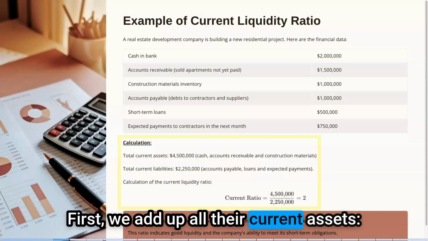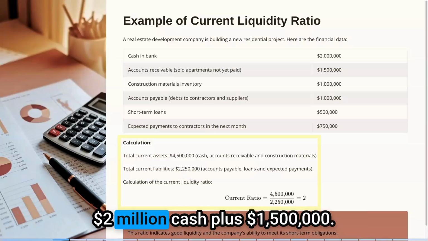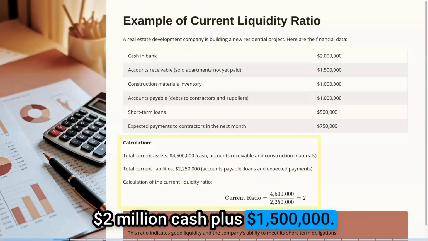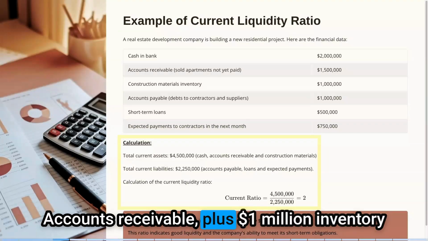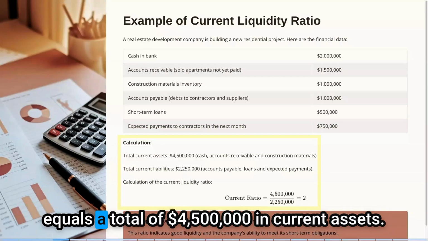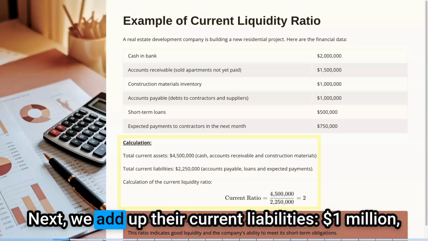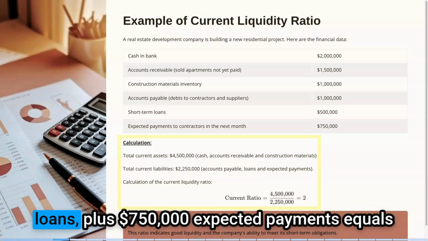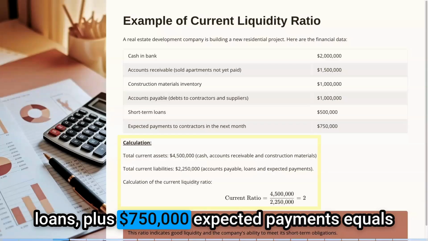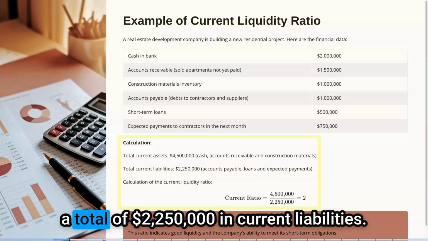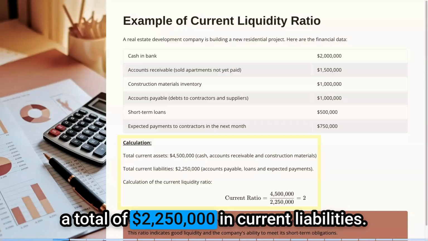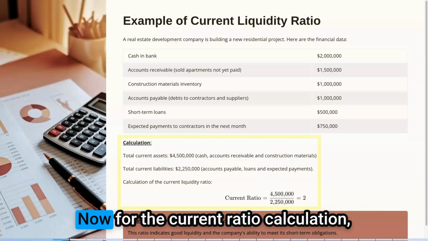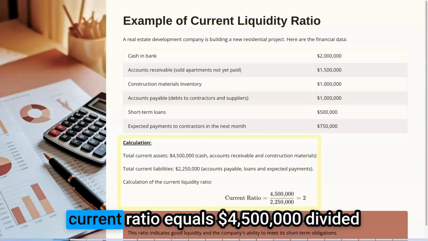First, we add up all their current assets, $2 million, cash plus $1,500,000, accounts receivable plus $1 million inventory equals a total of $4,500,000 in current assets. Next, we add up their current liabilities, $1 million accounts payable plus $500,000 short-term loans plus $750,000 expected payments equals a total of $2,250,000 in current liabilities.